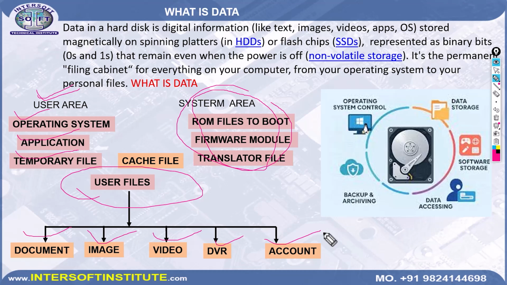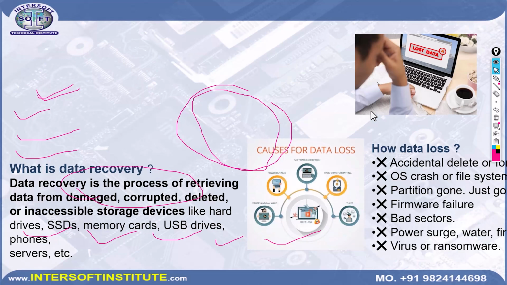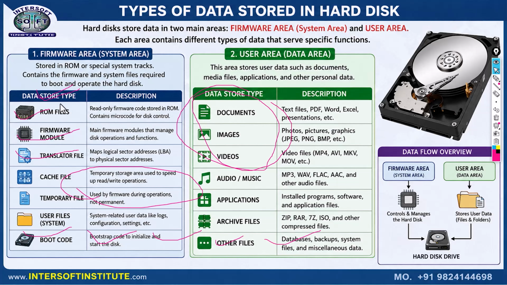If the hard disk crashes, then the user needs that data. So they are doing data recovery tasks. Maybe images, videos, MP3s, plus their designs and all those things, they can recover. So this is the data. Now, how does data get lost? Here are the types of data storage. That is the firmware area, the ROM module. These are all the system area, and this is the user area. Okay, so these are the normal.